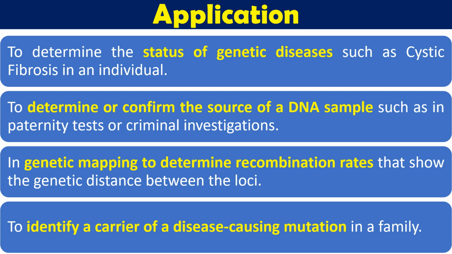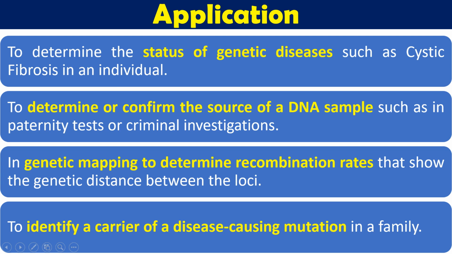So what are the applications where we are going to use this RFLP technique? This is normally used for identifying the status of genetic diseases, like some diseases which are caused by gene mutations. That mutated DNA can be detected by this RFLP technique. It also helps in the determination or confirmation of the source of a DNA sample, such as in paternity testing or criminal investigation. We will see these 2 examples in the further slides, how we can go for paternity testing and how we can do criminal investigations.